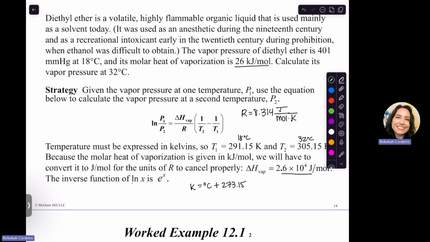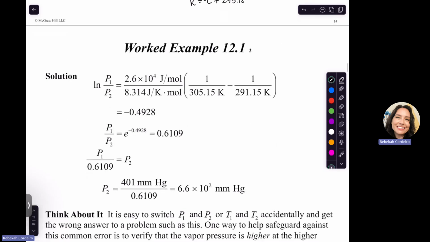Then, if we want to calculate the vapor pressure, we really have to get out of the ln. Remember, to get out of ln, we raise everybody to the e. Maybe that helps you. So pause now and keep going if you didn't finish it before. The rest is algebra. Once you plug in your variables, the rest is just algebra. So here's what the algebra looks like.